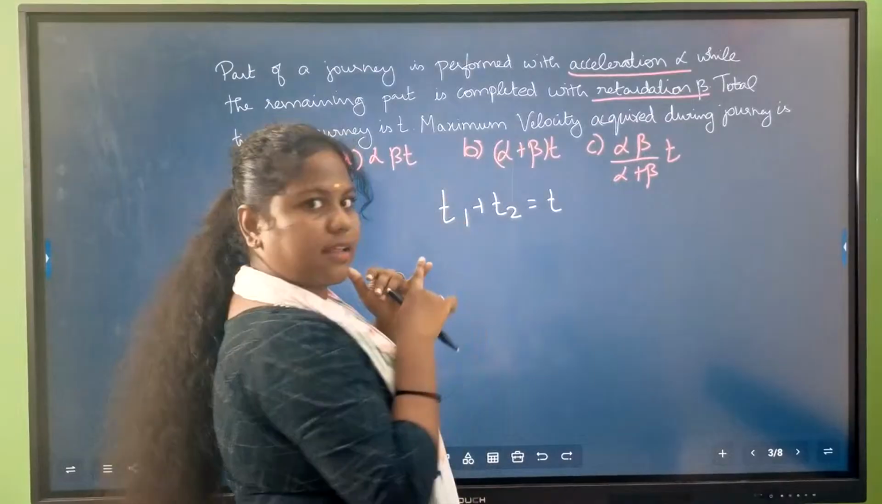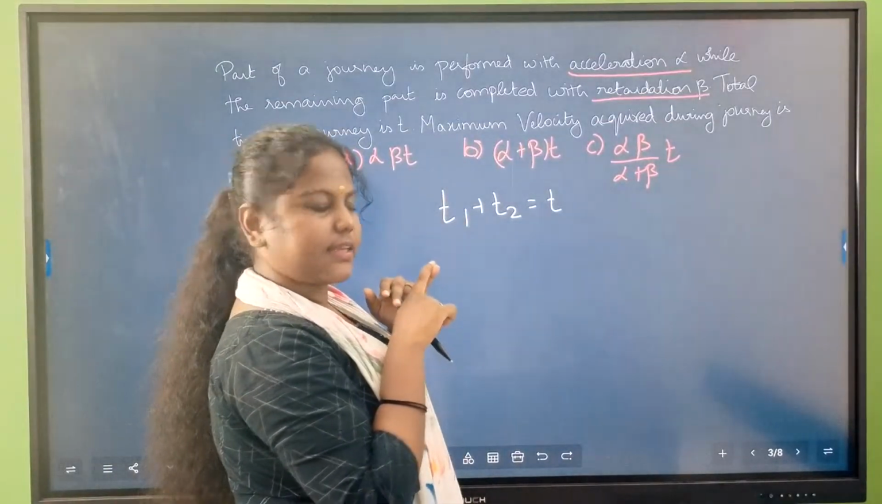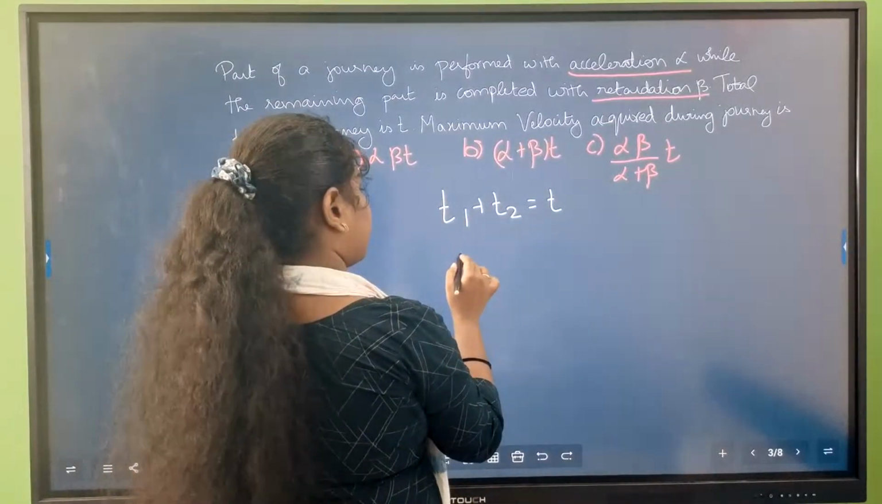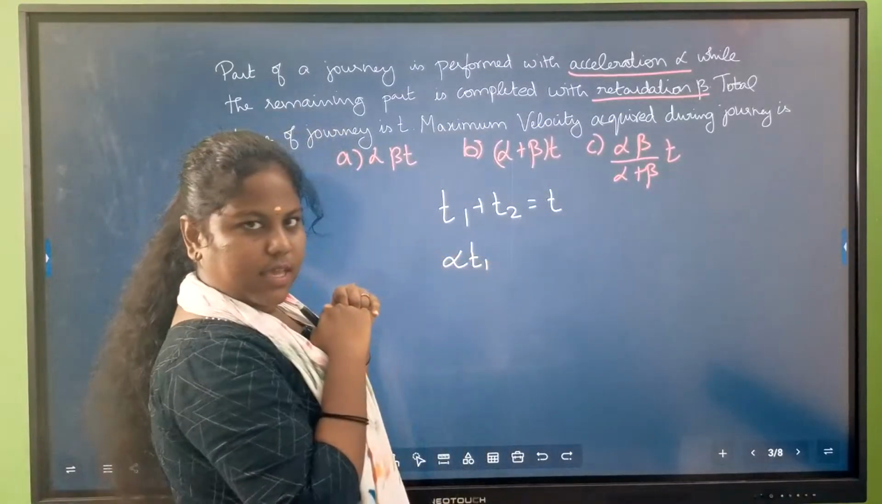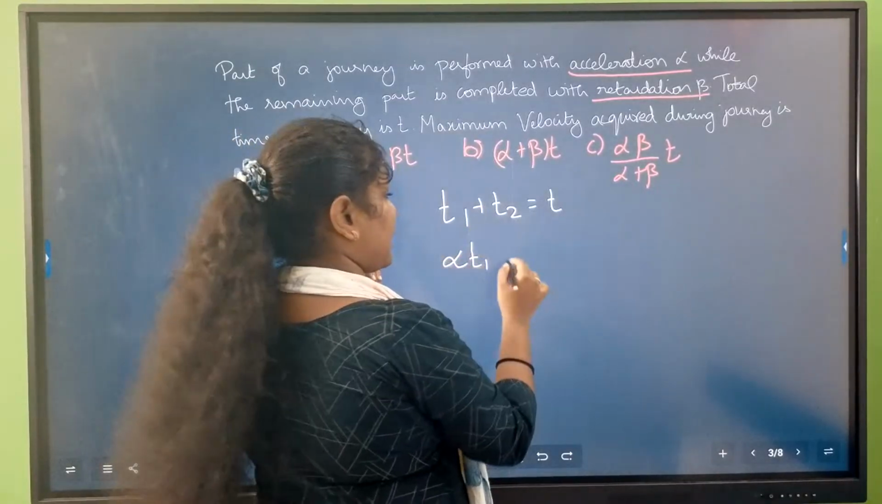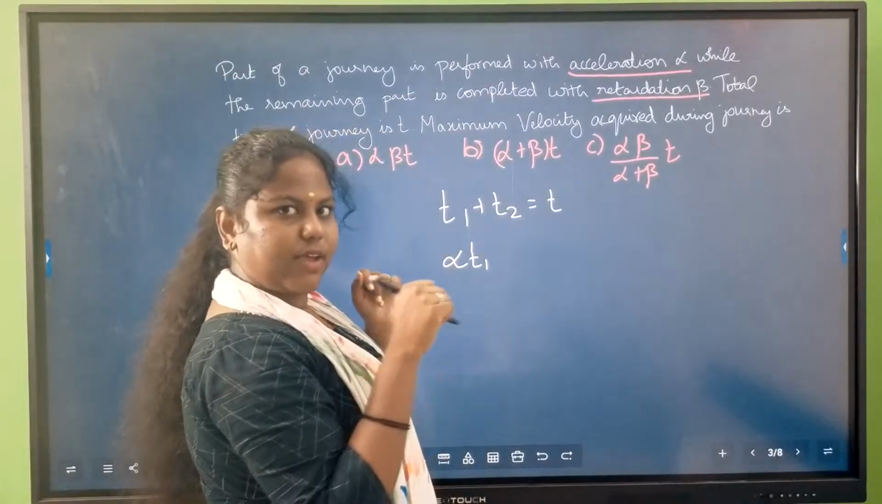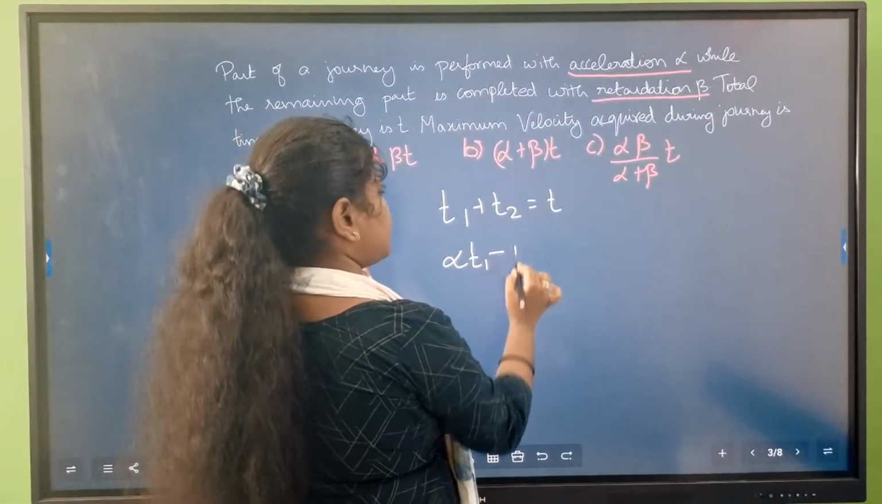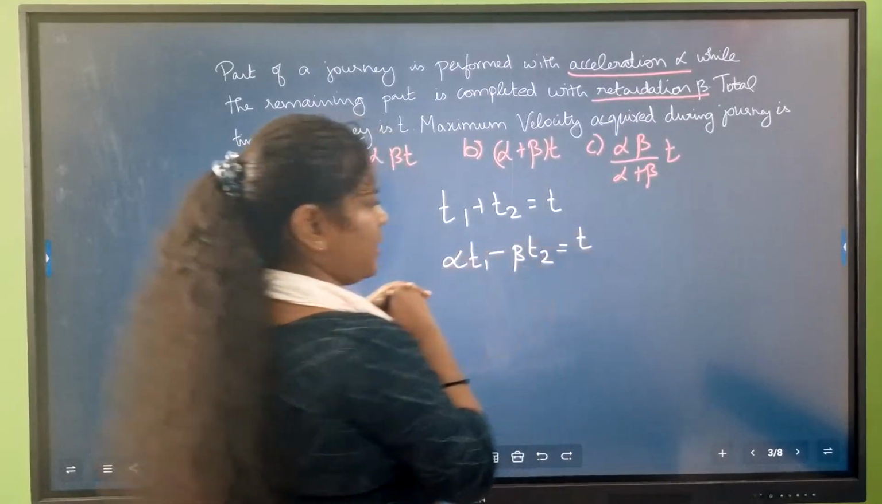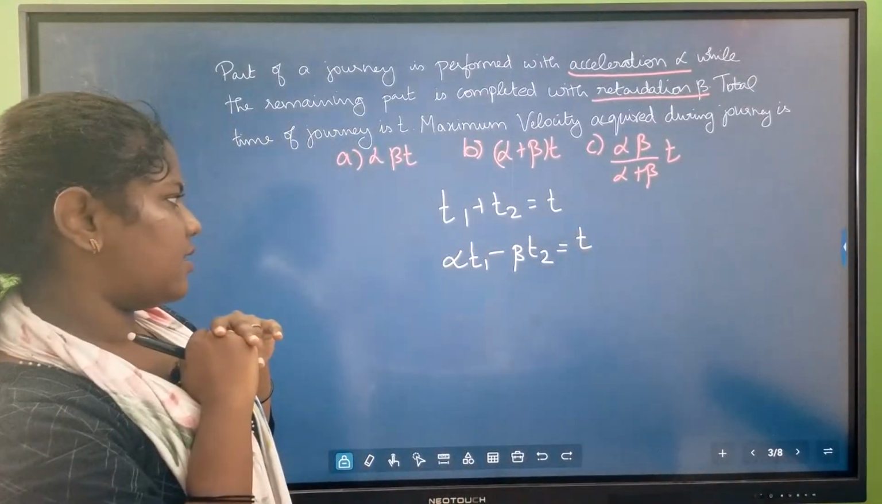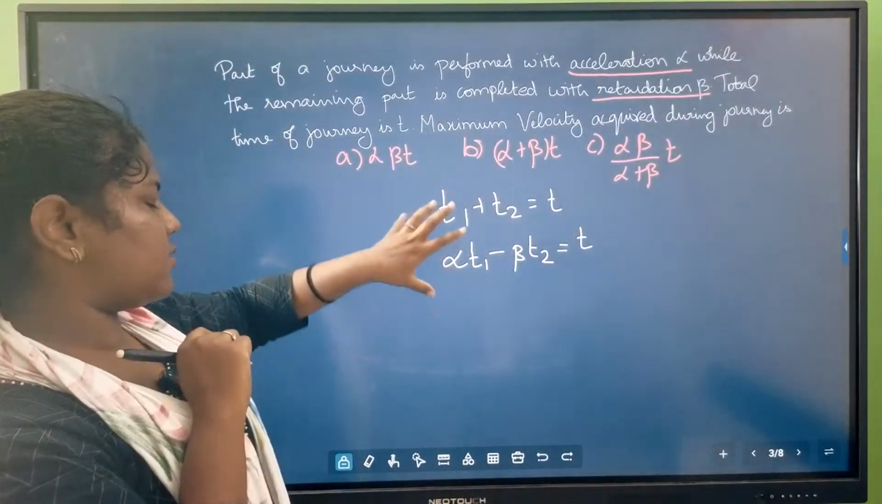இப்போ ஃபர்ஸ்ட் பார்ட்ல நடந்தது acceleration, கரெக்ட்டா? So first partல நடந்தது acceleration with respect to t1. Second partல நடந்தது retardation. Retardation is negative velocity. So minus beta t2. அதுதான் உங்களோட total time. கரெக்ட்டா?